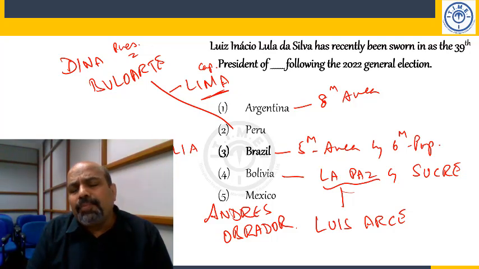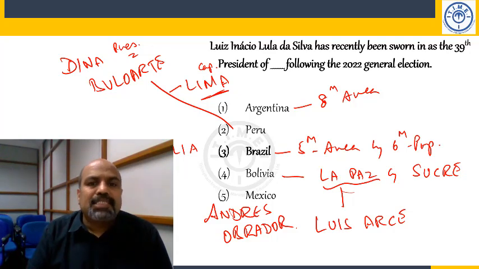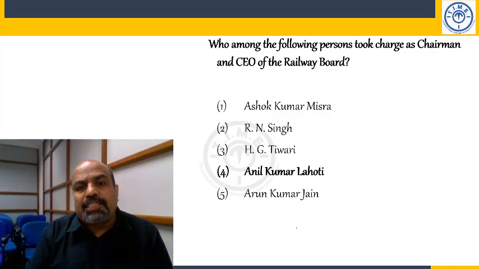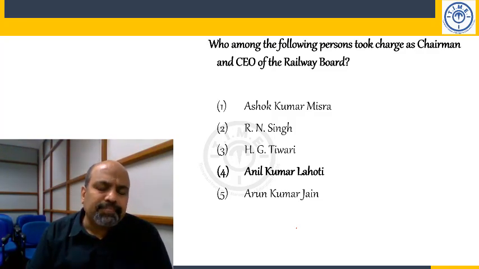The president is Alberto Fernandez. Who of the following persons took charge as chairman and CEO of the railway board? Anil Kumar Lahoti. I am not going to discuss this further.